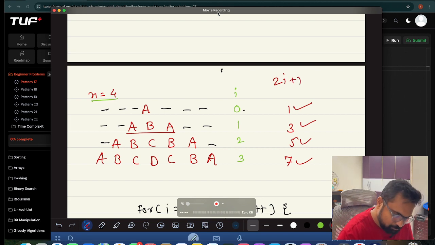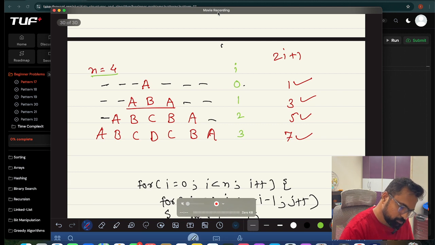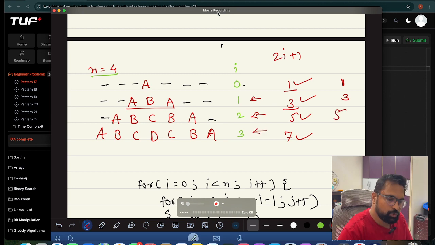Let's try to identify. Here i is 0, so 2 into 0 is 0, plus 1 gives you 1. Yes, it is matching. Then in this case i is 1 for this row, 2i is 2, plus 1 gives you 3. For this loop, 2 into 2 is 4, plus 1 is 5. For this row, 2 into 3 is 6, plus 1 is 7.